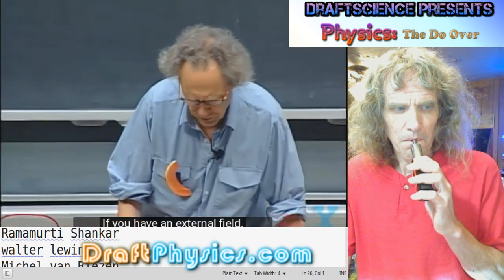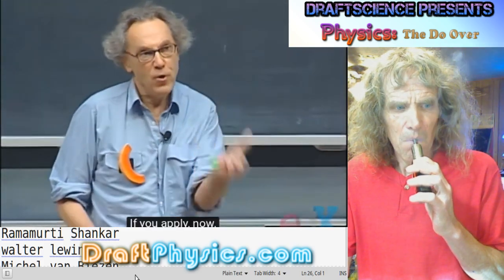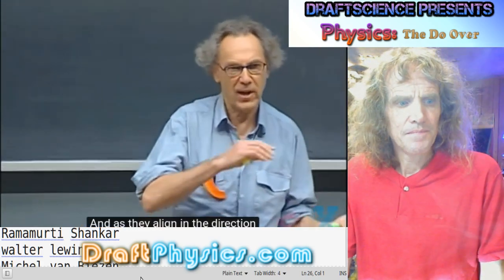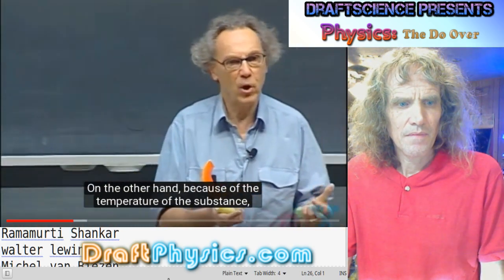If you have an external field that can induce dipoles in molecules, there are substances, however, which themselves are already dipoles, even in the absence of an electric field. If you apply now an external field, these dipoles will start to align along the electric field. We did an experiment once with some grass seeds, perhaps you remember that. And as they align in the direction of the electric field, they will strengthen the induced electric field.